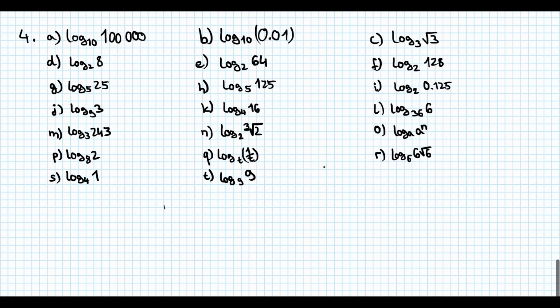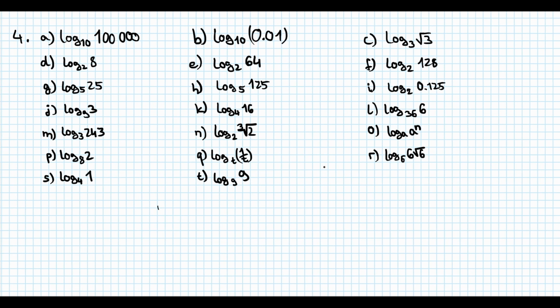And now our last exercise, number 4. It's also just something that will be a little faster. So log base 10 of 100,000. 100,000 is just 10 to the power of 5, so that will be 5. Log base 10 of 0.01. 0.01 is 10 to the power of negative 2, so that will be negative 2.